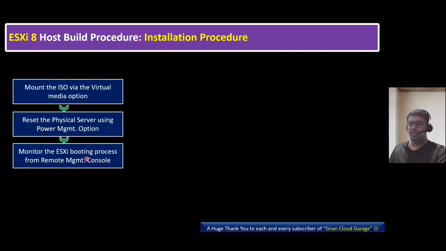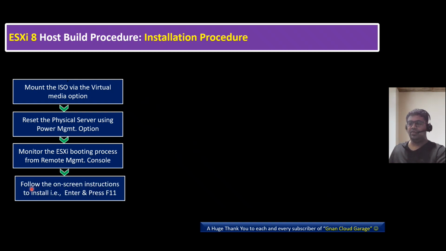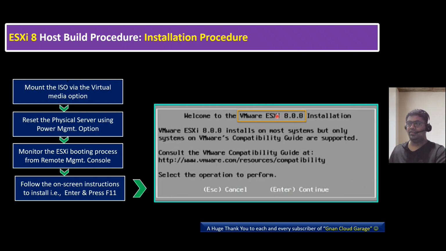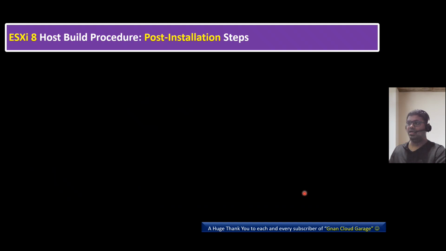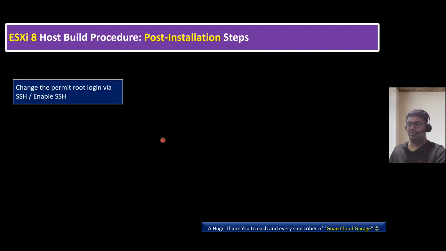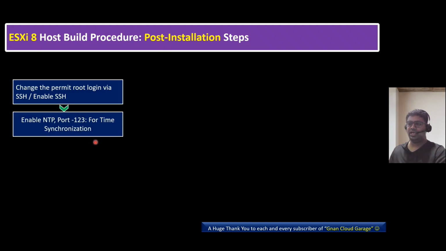So currently we are monitoring the booting status. Installation is in progress, and follow the on-screen instructions to install: enter and press F11. So we already pressed F11. After seeing the installation, we continued and we pressed the F11 key. Okay, and the post installation steps we already know, but let me just quickly recap.